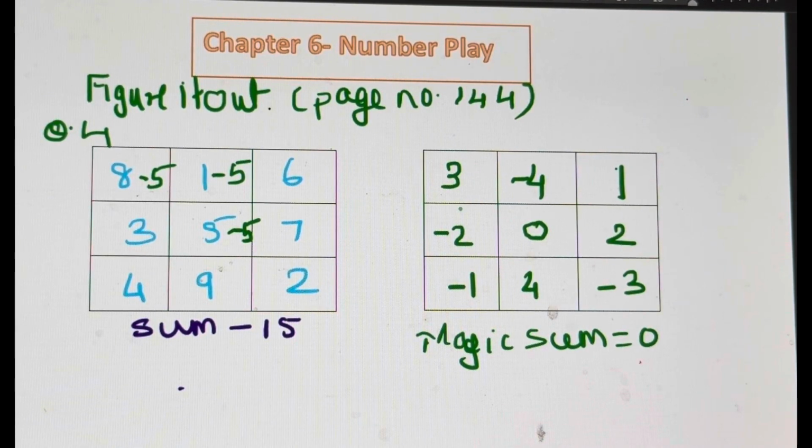Now let us see the columns. 3 minus 2, 1, 1 minus 1 is 0, 4 minus 4 is 0. Here 1 plus 2 is 3, 3 minus 3 is 0. So column wise is also 0. Let us check diagonally. So 3 minus 3 is 0, 1 minus 1 is 0. So in all the cases you are getting the magic sum as 0.